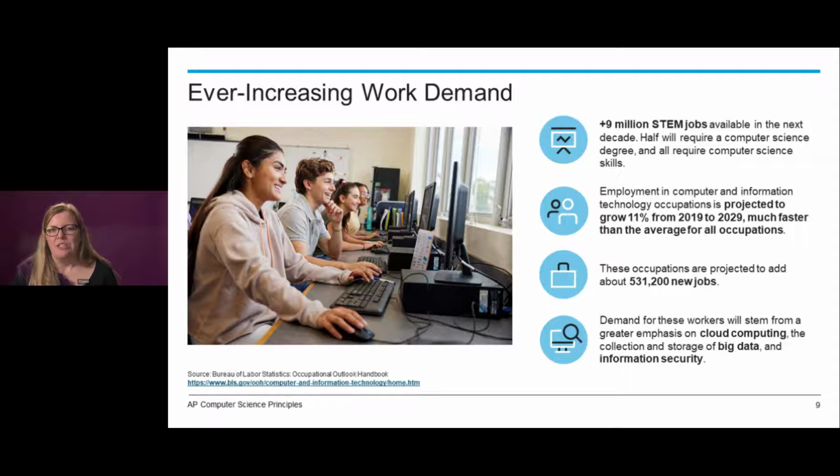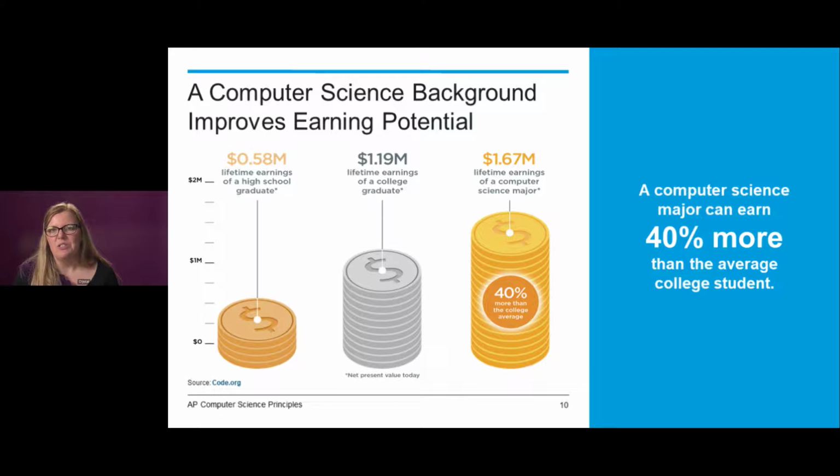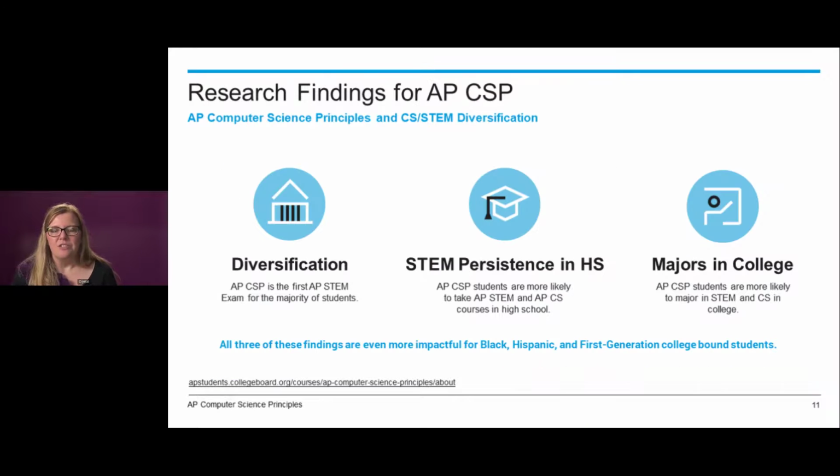We have these projections of growth of 11% between 2019 and 2029, making it one of the fastest growing occupations, with 500,000 new jobs and a strong emphasis on cloud computing, big data, and now, even more importantly, you see it all the time, information security and cybersecurity. We also know that students who major in computer science earn up to 40% more than average college students. So we want to make sure that you are able to take advantage of this if this is something that interests you as well. We have research findings, and you can go to this link at the bottom and you can read all about this.